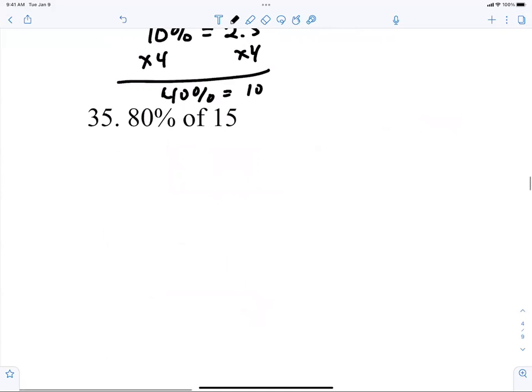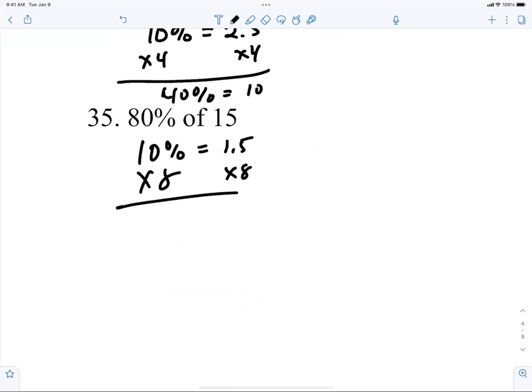Okay, so how would I do 80% of 15? Tell me. I got 10 times 8. Yes, so you take 10%, which is 1.5, and then multiply by 8, which is 12. All right, that's what I would say.